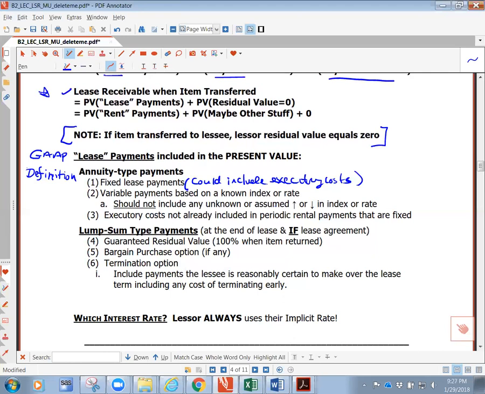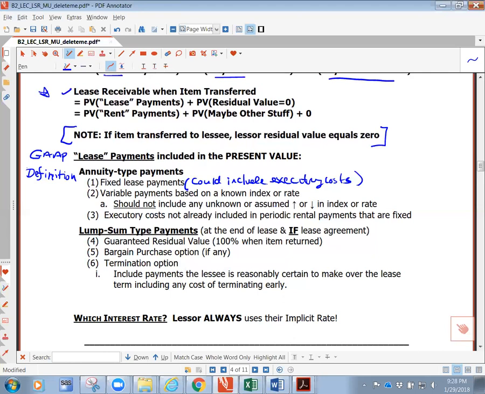Now, if it's based on an index like the S&P 500, which is variable but unknown or random, then you don't include those in the capitalization. You would just expense those as incurred. So variable payments that are knowable are included. And finally, executory costs that aren't included in the fixed lease payment, but that are themselves fixed. So let's say you pay $300, and in addition, you pay an extra $50 every month for maintenance, taxes, and insurance. You would include that.